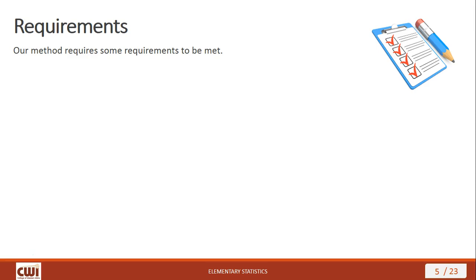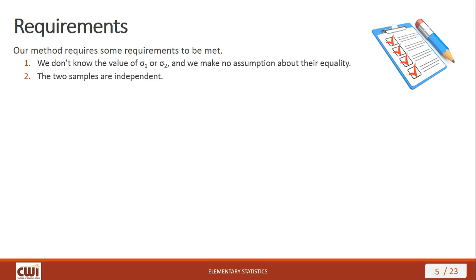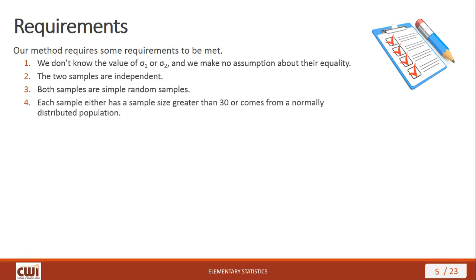So assuming that we have independent samples, there are some requirements that we need to have met before we can use our methodology. The first, as we said before, we're not going to know the value of either of our population standard deviations. And we're going to tweak the situation a little bit. We're not going to make any assumption about their equality. Second, as we just got done explaining, we want to have independent samples. Third, both of our samples will be simple random samples. Fourth, each sample either has a sample size greater than 30, so that the central limit theorem comes in and says we can use the normal distribution as an approximation, or our data set already is normally distributed.